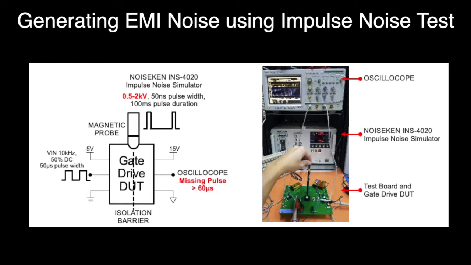A 10 kHz, 50 microsecond signal will be sent to the inputs of the gate drivers under test. An oscilloscope will be used to measure the integrity of the signal transmitted across the different galvanic couplings of capacitive, magnetic, and light. We will use a missing pulse of more than 60 microseconds at the gate drive output to determine if the transmission has been corrupted.